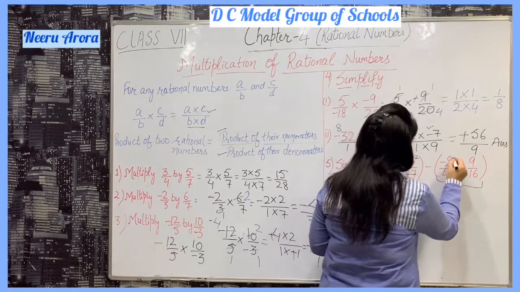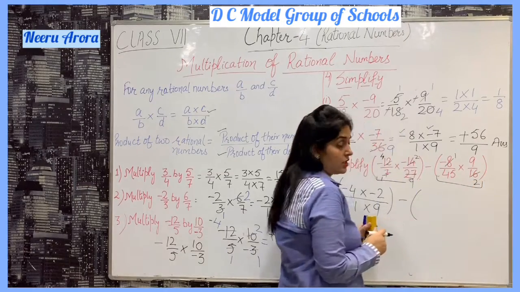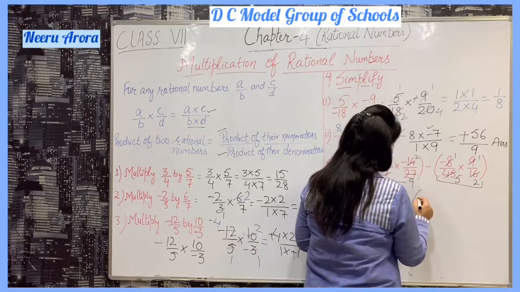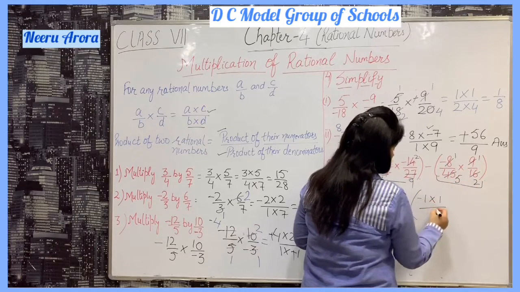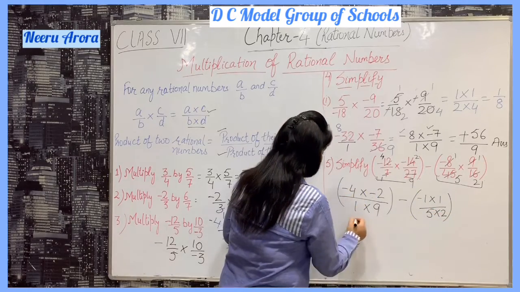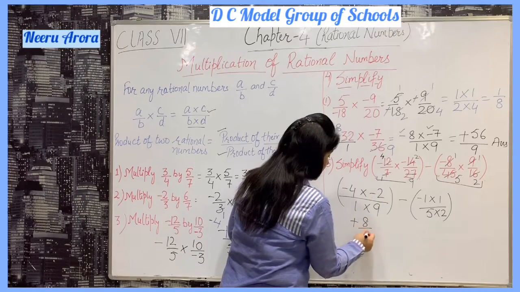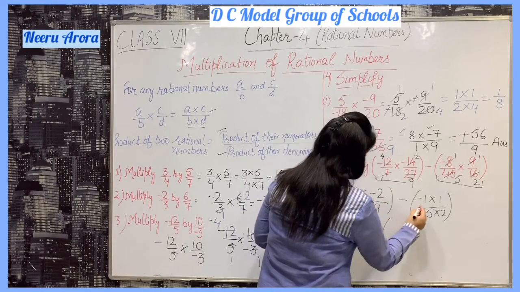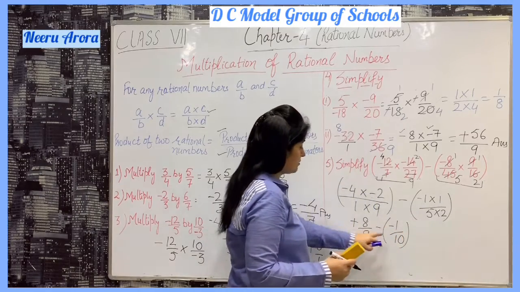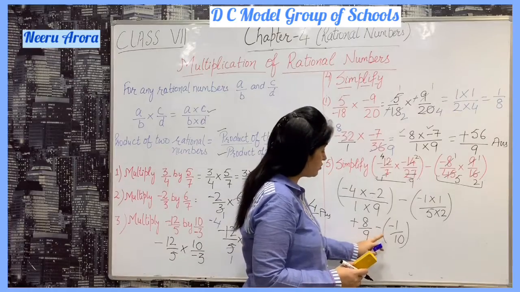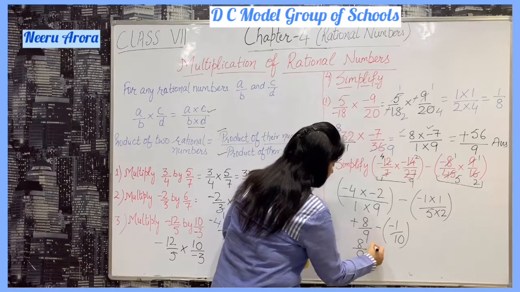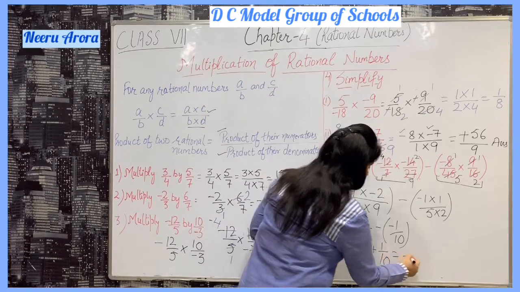Now next, 8 ones are 8, 8 twos are 16. 9 ones are 9, 9 fives are 45. So in the numerator we have minus 1 multiplied by 1, and in the denominator 5 twos are 10. Minus into minus is plus. 4 twos are 8, so 8 by 9. Minus 1 into 1 is minus 1 by 10. We know there is a single sign between two terms, but here there are two signs, so we will convert this into a single sign. Minus into minus is plus.